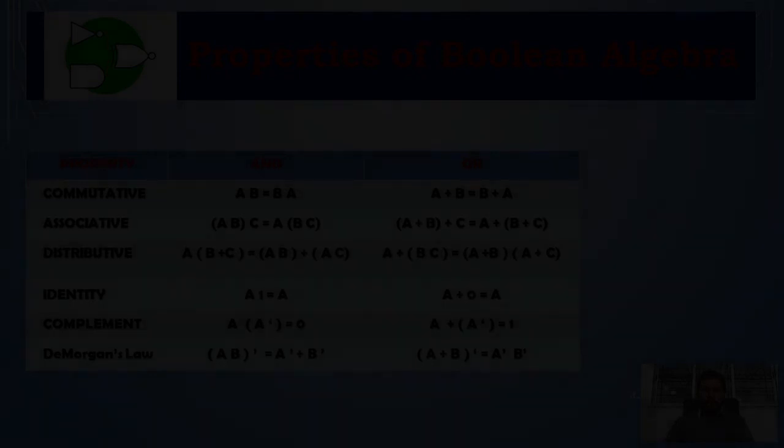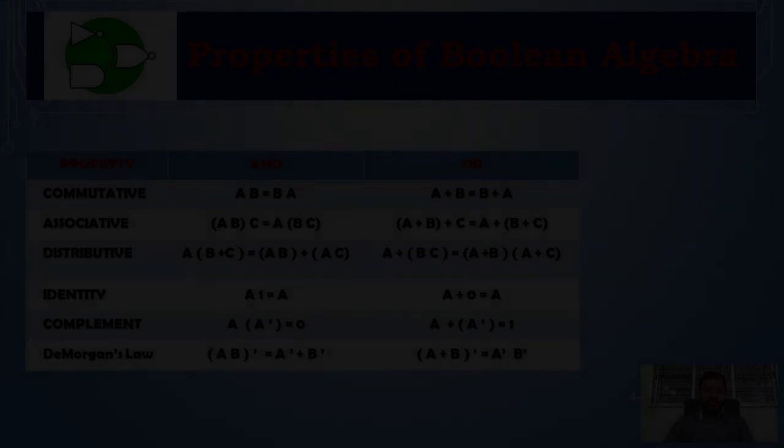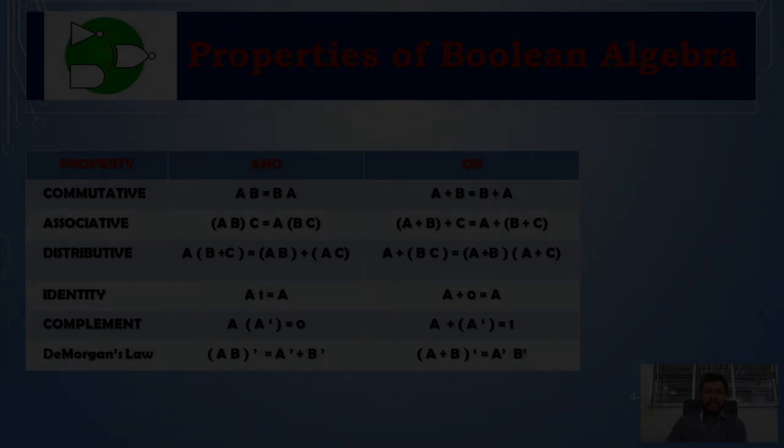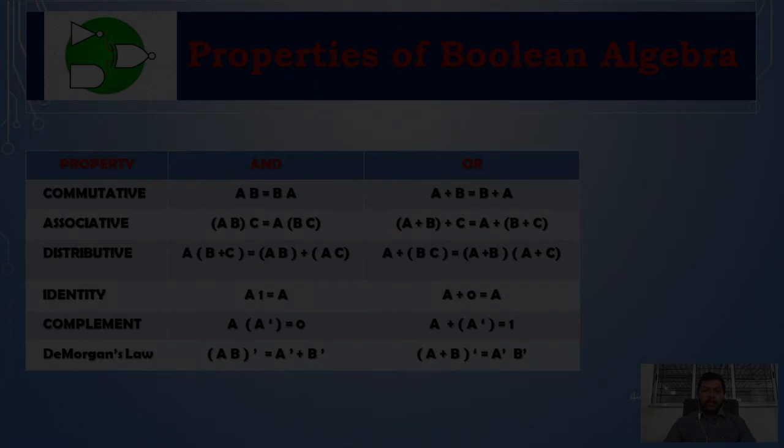For the distributive property, we have a dot (b plus c) equals a dot b plus a dot c. So this is multiplication as well as addition. Similarly, for the ORing operation, we have a plus (b dot c) can be written as (a plus b) dot (a plus c). Identity gives us that a dot 1 is always a in the ANDing operation, and in the ORing operation we have a plus 0 equal to a.